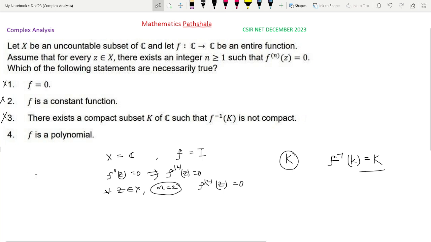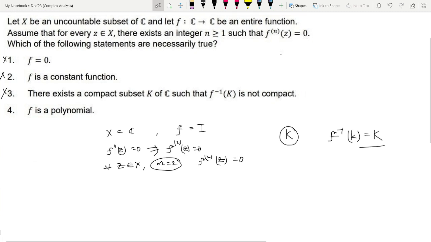So it is clear that option 4 must be true, but here we will prove that if this condition is satisfied, then f must be a polynomial. For this, we need some important theorems in complex analysis. First, as f is an entire function, f is analytic at every point of C. So in the neighborhood of 0, we can have a Taylor expansion of f of the form f(z) equal to the summation of a_n z^n, n from 0 to infinity.